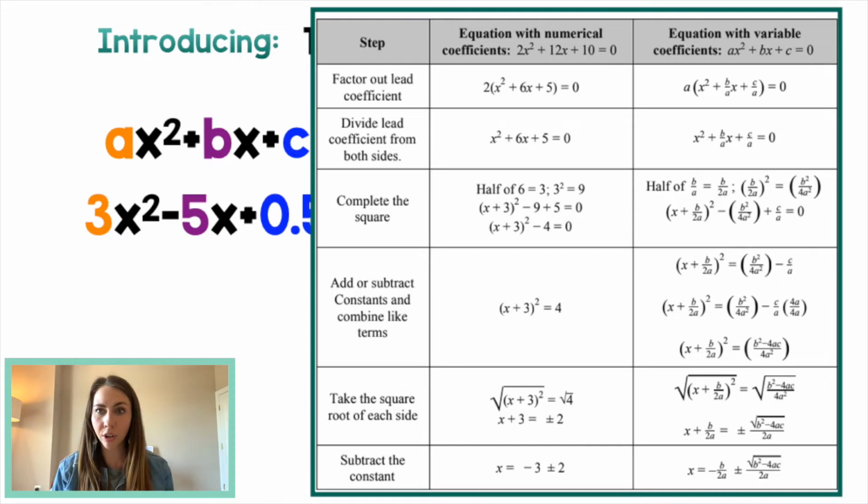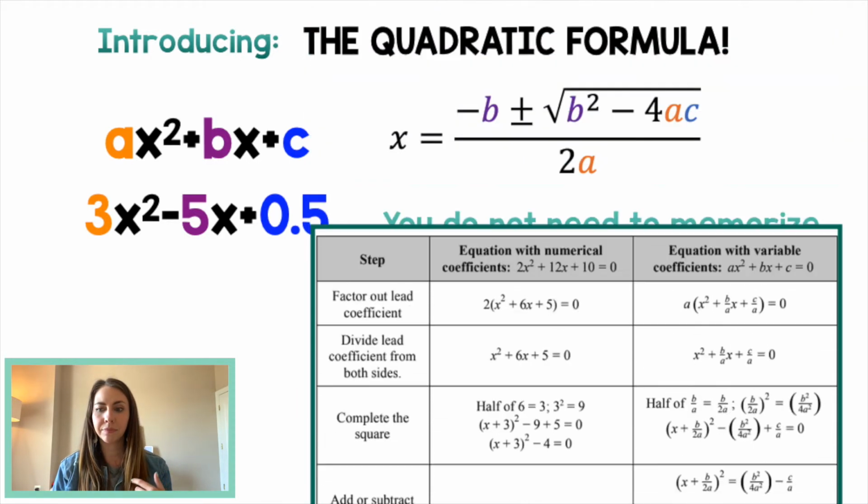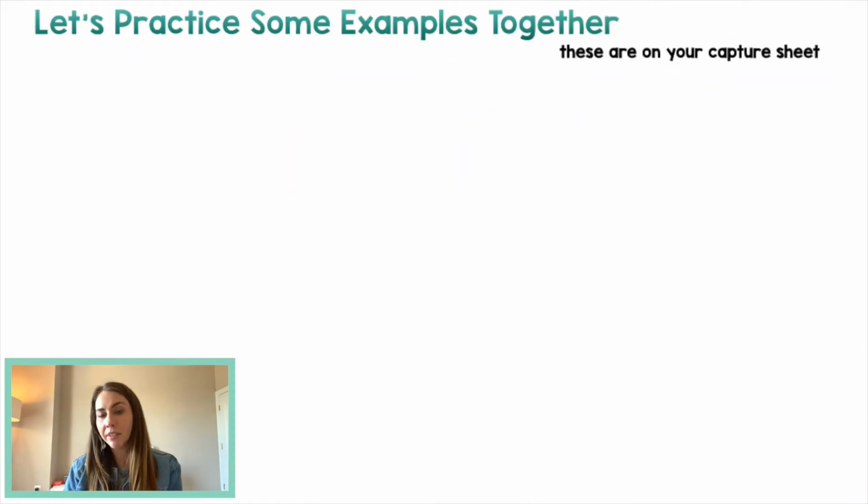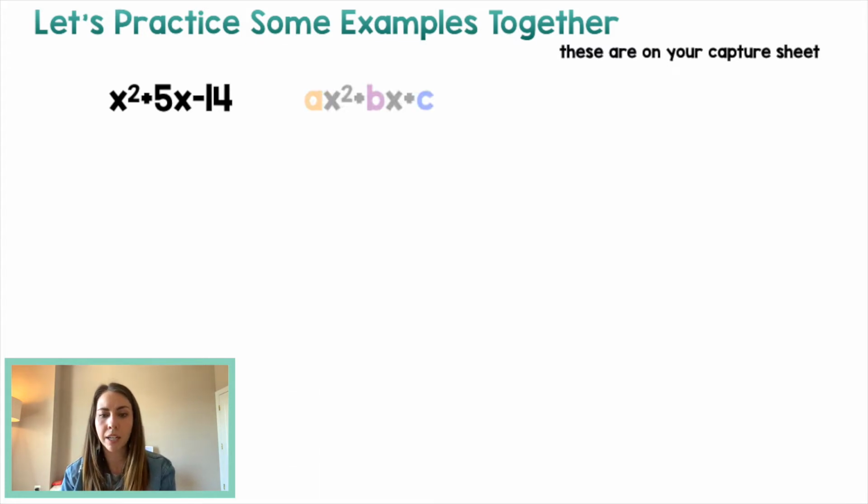So let's try an example together. You have a digital capture sheet that was provided as a Google Doc. You can make a copy of that and type in it, or you can print it and write on it if you prefer. So here's our first example. x squared plus 5x minus 14. So this is in the form ax squared plus bx plus c. So let's highlight our a, b, and c values. a is 1, b is 5, and c is -14. Be careful, make sure you include that negative.